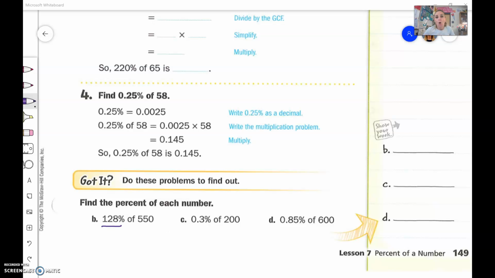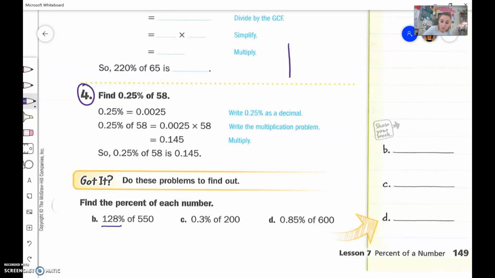Okay, so we're going to continue on page 149. Now, what we were working with before was percents that were greater than 100. Now we're going to look at percents that are less than 1%. So we're going to look at number 4 together. It says find 0.25% of 58.